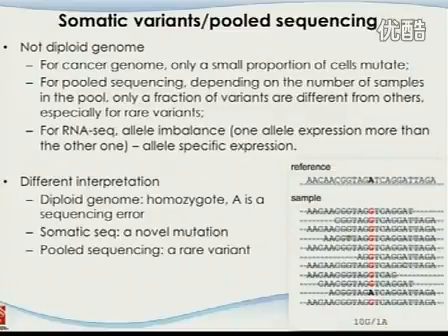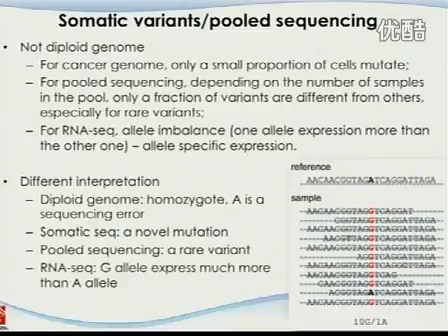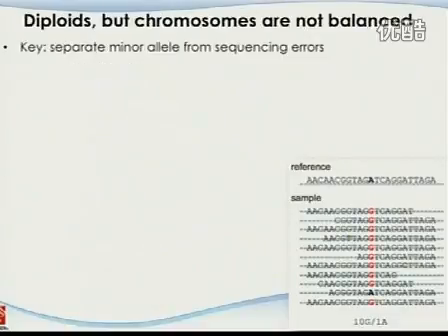Yes? For something like a somatic variant, how can you differentiate between a sequencing error and a variant? We'll get into that. That's a good question. How do I know this is a sequencing error or a somatic variation? We'll get into that. And for RNA sequencing, the interpretation here is that the G allele expresses much more than the A allele. That can be the interpretation, right? So for exactly the same patterns we are observing here, we are drawing different conclusions, which is always not a good thing.